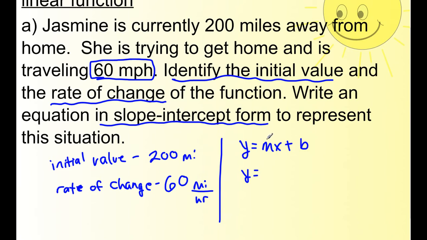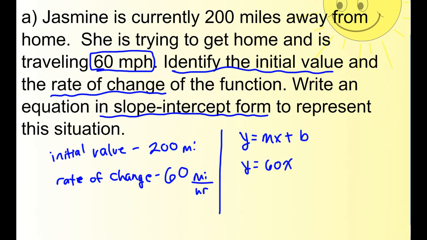M, your slope, is the rate of change. Rate of change is a slope, so put it in there. B is your initial value. That's your y-intercept. That's where the graph starts.